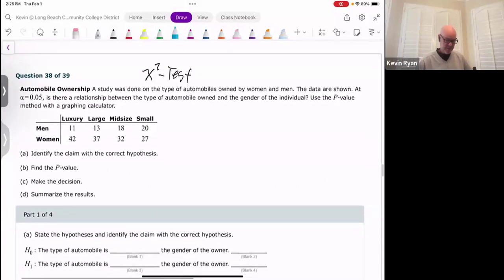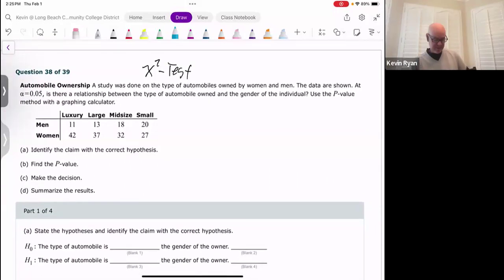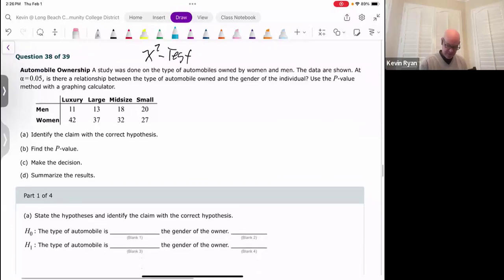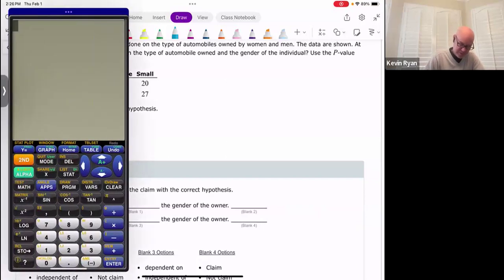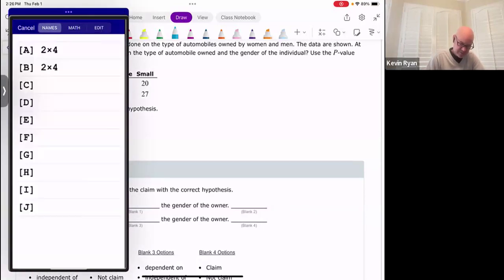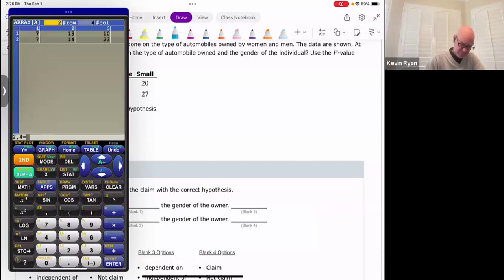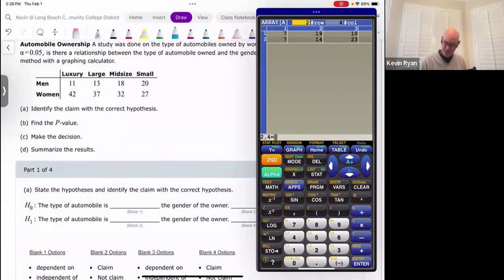All right, automobile ownership. A study was done on the type of automobiles owned by women and men. The data are shown. At 5%, is there a relationship between the type of automobile owned and the gender of the individual? So here's our contingency table. And let's start by putting this into our matrix. So this is a 2-row, 4-column matrix.